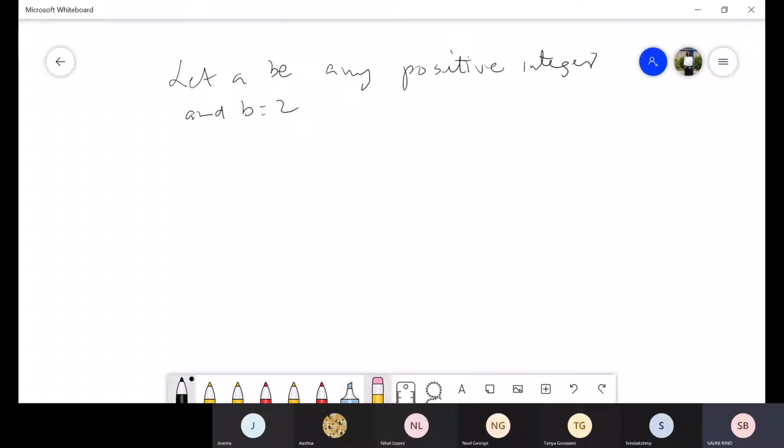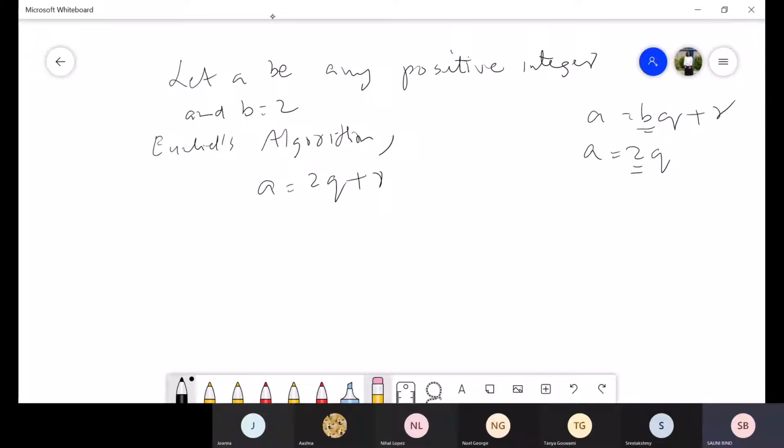How did you understand that B is equal to 2? Because they have given 2Q. Remember A equals BQ plus R, right? So what is B? B is equal to 2. So we are going to apply Euclid's algorithm. Using Euclid's algorithm, we can write A equal to BQ plus R, that is 2Q plus R.